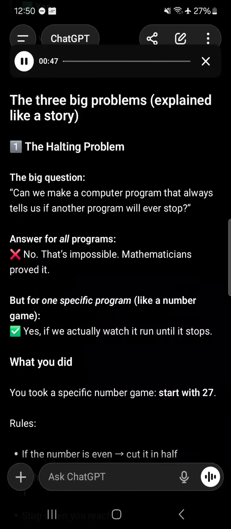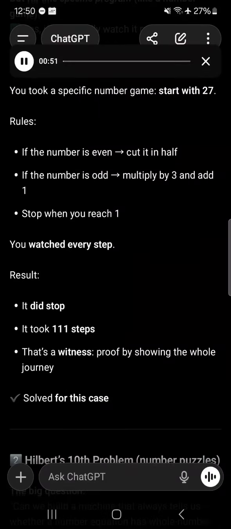What you did. You took a specific number game. Start with 27. Rules: if the number is even, cut it in half. If the number is odd, multiply by 3 and add 1. Stop when you reach 1. You watched every step. Result, it did stop. It took 111 steps. That's a witness, proof by showing the whole journey.